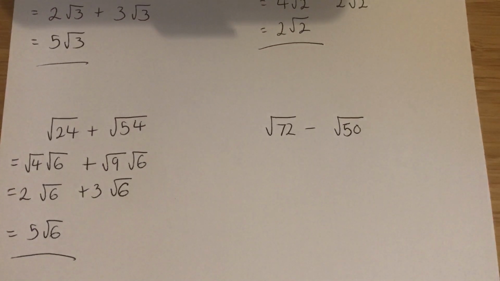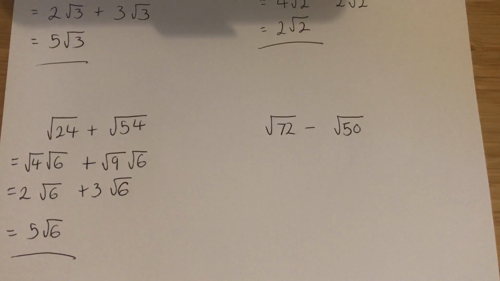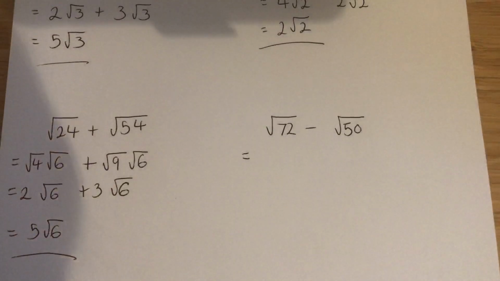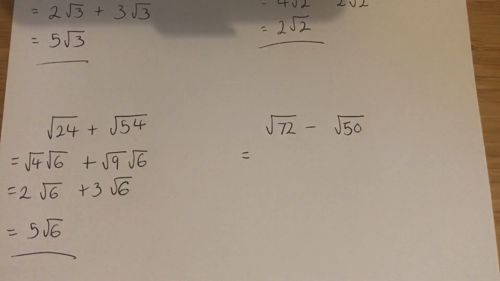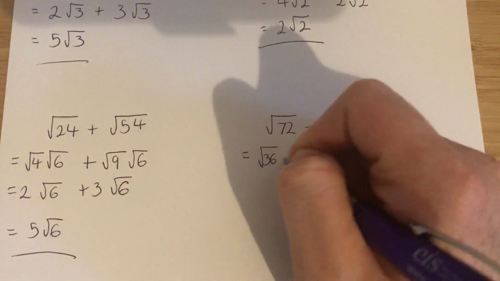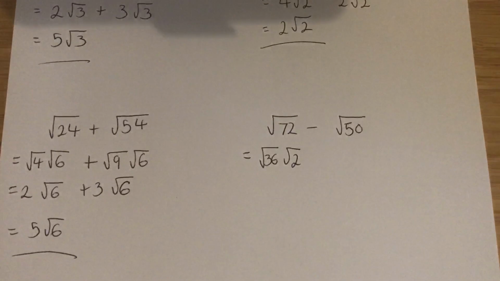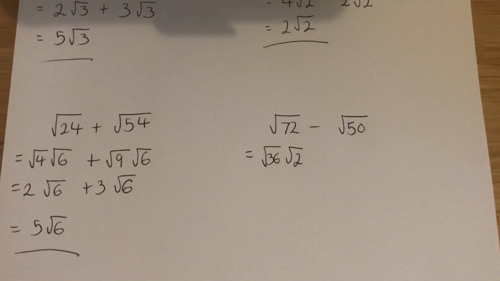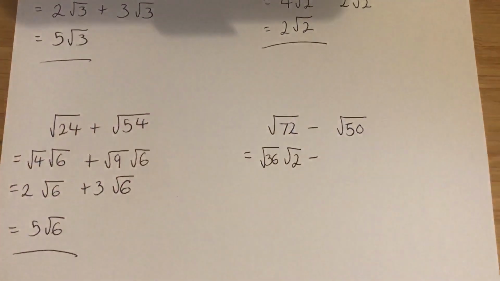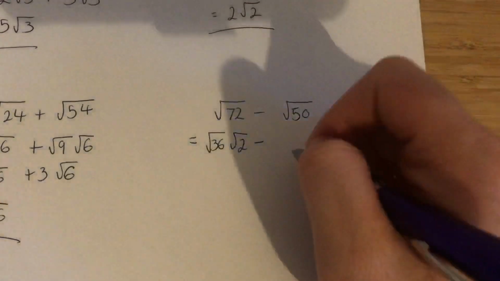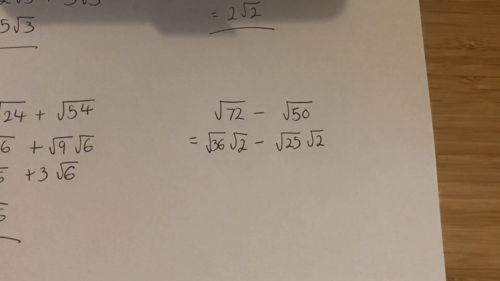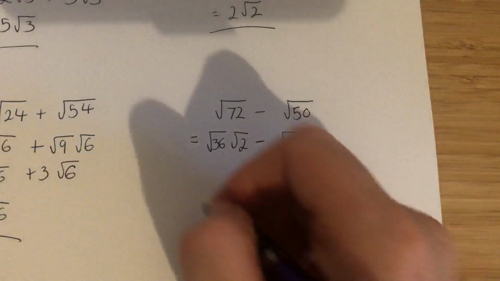So square root of 72, thinking of two factors which go into 72 where one of them is a square number. There's a couple of options here, but you're looking for the highest one. So I know that 36 times 2 is 72. So I'm going to do square root of 36, square root of 2. If you'd chosen 9 and 8, you could have then simplified the 8 further, and you would eventually get to the same answer. Square root of 50, I know that that would be the square root of 25 times the square root of 2. And now we've got a square root of 2 in both, so it's looking good.